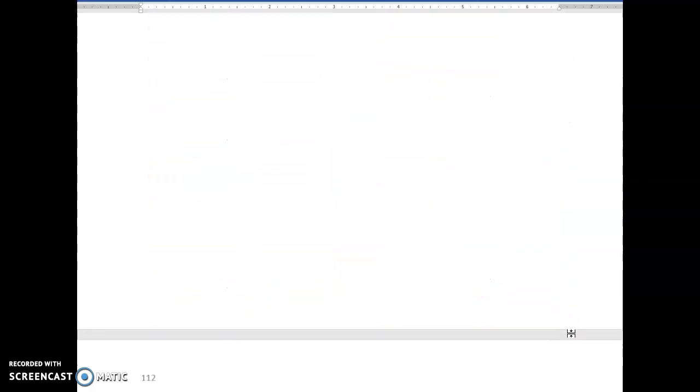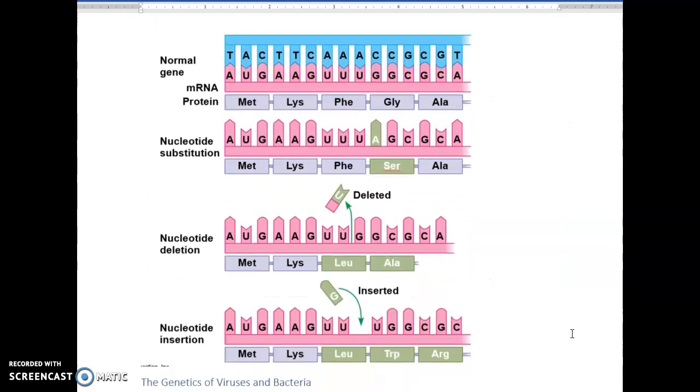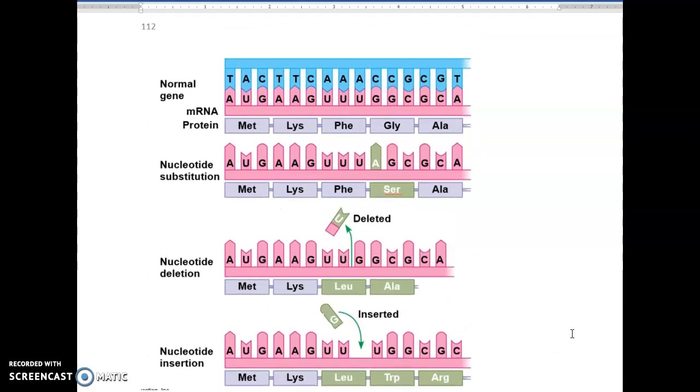Okay, so let's look at the various changes. This first one is a substitution. So instead of what should be here, a G, we get an A, and that causes us to get a serine instead of a glycine.